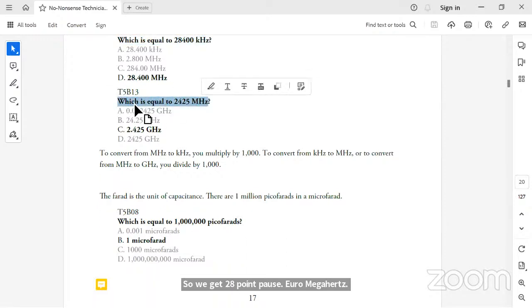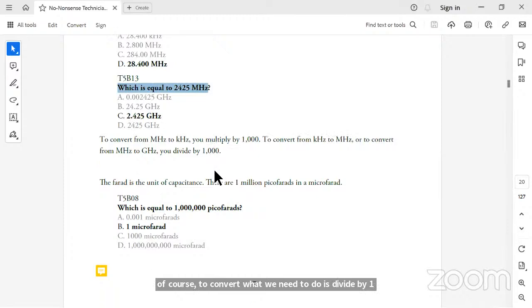Okay, we're coming to the end soon, folks. We're almost there. Which is equal to 2,425 megahertz. They want us to convert from megahertz to gigahertz. So, of course, to convert, what we need to do is divide by 1,000. So we end up with 2.425 gigahertz.